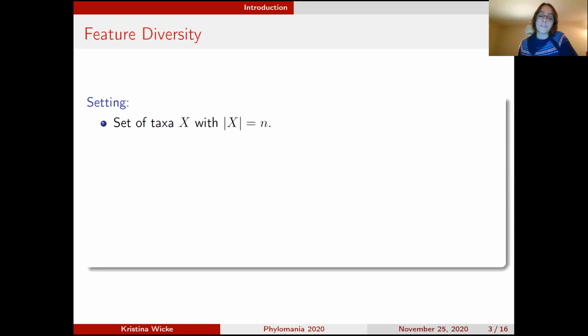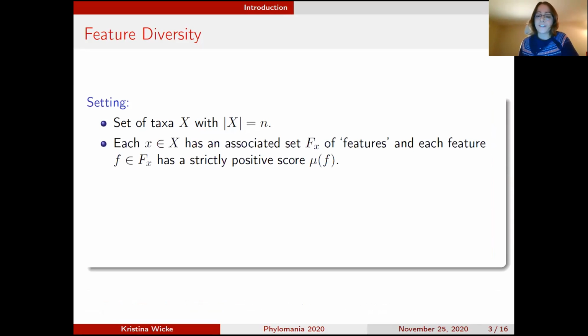Well, assume that we are given some finite set X of taxa, and additionally assume that each taxon has an associated set of features, f(x). So this could, for example, be certain morphological or genetic traits. And we also assume that each feature has a strictly positive score assigned to it, reflecting the novelty or complexity or simply importance of a certain feature. And then we can summarize the sets of features across all our taxa by basically considering an n-tuple of those feature sets, and we call that a feature assignment.